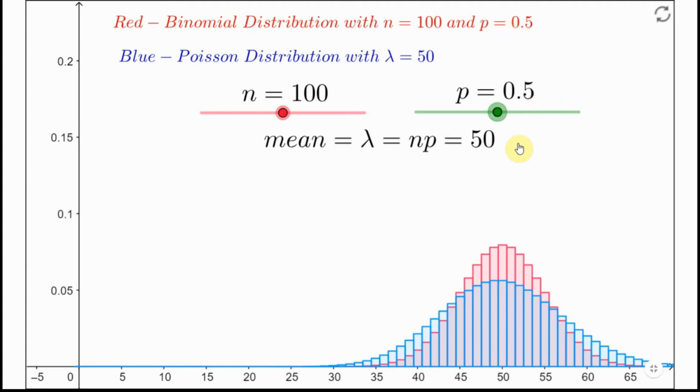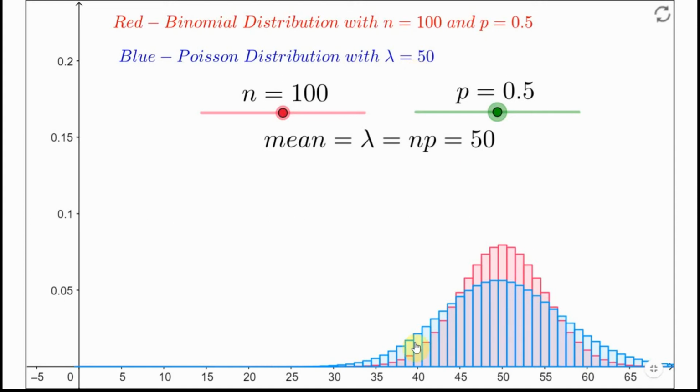Okay, and then in blue we've got a Poisson distribution, and it would make sense obviously for us to make sure the averages, the expected values, are the same for each of these. So with the binomial distribution, if n is 100 and p equals 0.5, then the mean of that distribution is 100 times 0.5, so it's 50. So we've set lambda, which is the mean of the Poisson distribution, equal to 50.